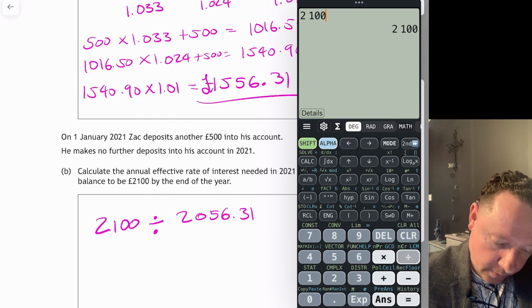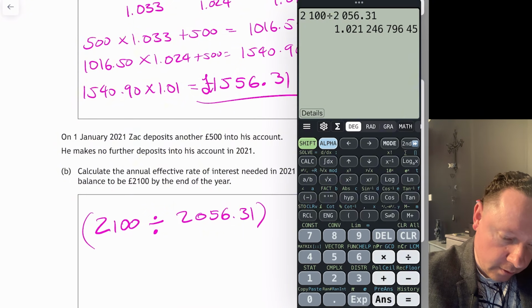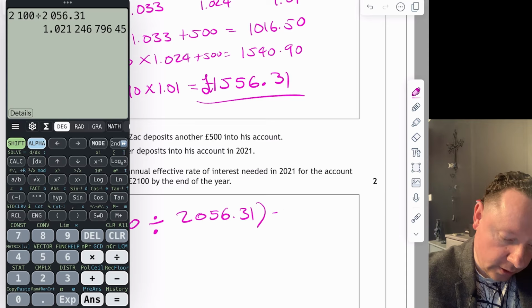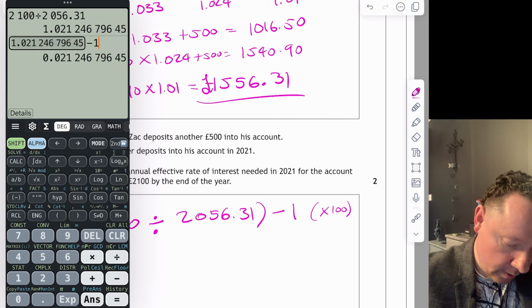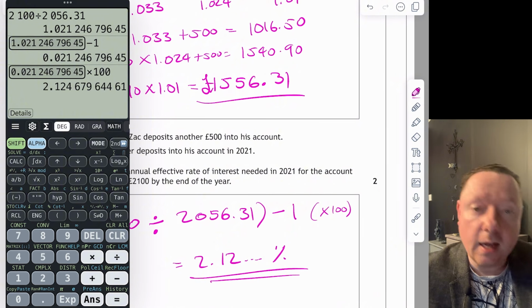So if I divide them together, I'll get the decimal multiplier, which I might need to change to percent. So let me just divide them together first so you can see that. 2100 divided by 2056.31. That gives me that. So you now should be able to see quite clearly that at the end of that sum I have to take away 1 and then times 100 to change it to a percent. So I'll take away the 1 now, press equals, times 100, press equals, and we get 2.12, a bunch of other numbers, percent, and we're done there.